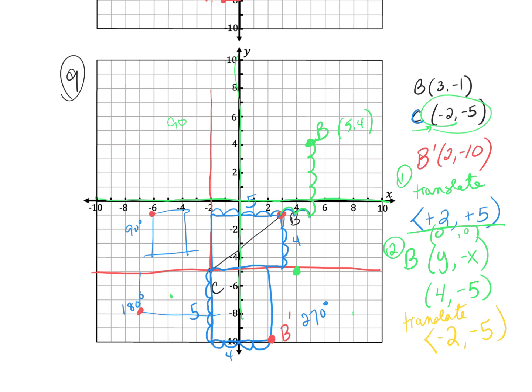So if I take my 4, -5 point and go to the left 2 and down 1, 2, 3, 4, 5, you'll see that I do get the same exact answer as using Nicky T's method. All right, and that's question number 9.